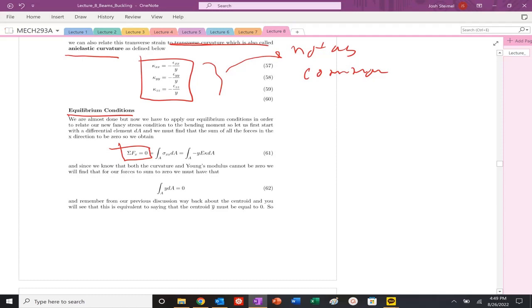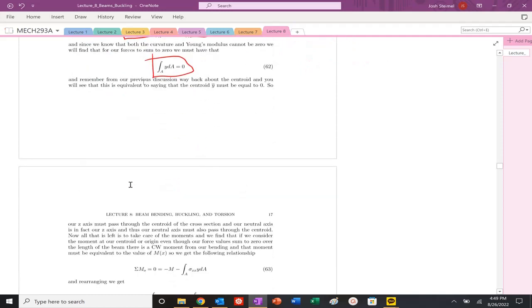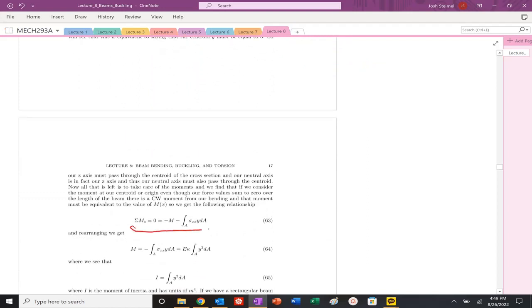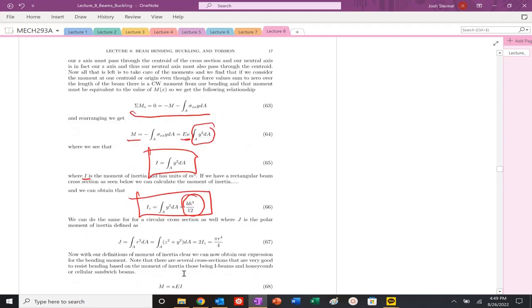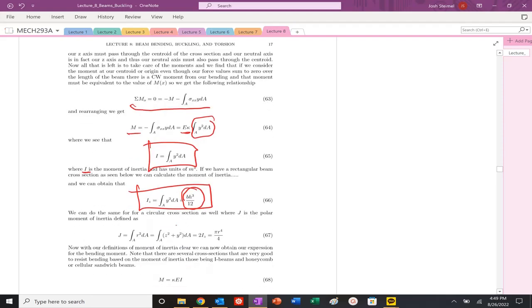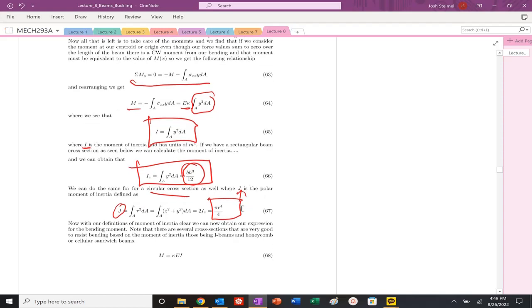After our constitutive relationships, we could develop our equilibrium conditions. We know the sum of the forces must be equal to 0. We should hopefully remember that term there, our moment of inertia. The sum of the moments must also be equal to 0, and we can work through defining those values. Moment of inertia pops up. For a rectangular cross-section, we should know that expression: bh cubed over 12. You can also do the same thing for a circular cross-section. Remember that the moment of inertia J, if you're in polar coordinates, is pi r to the 4th over 4.